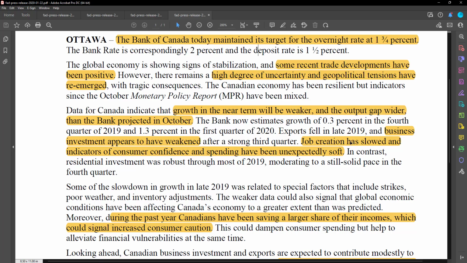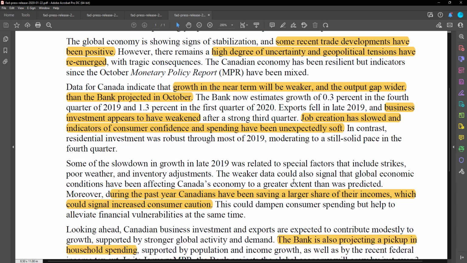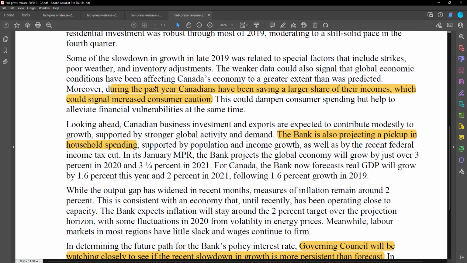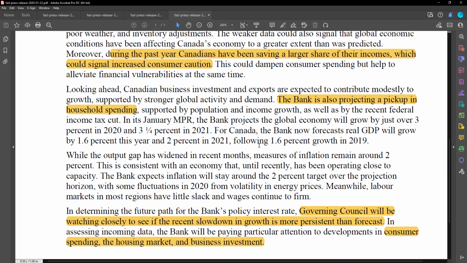Job creation has slowed, and indicators of consumer confidence and spending have been unexpectedly soft. So we saw that with the labour market data and the retail sales. Then during the past year, Canadians have been saving a larger share of their income. So if they're saving more, they're not spending, which could signal increased consumer caution. The bank is also projecting a pickup in household spending. So it might have slowed at the moment, but they are expecting it to pick up.